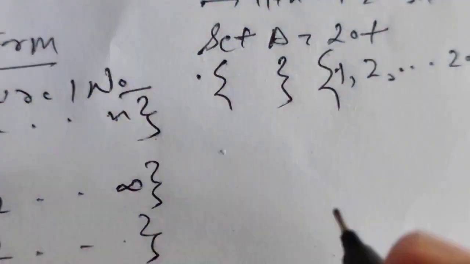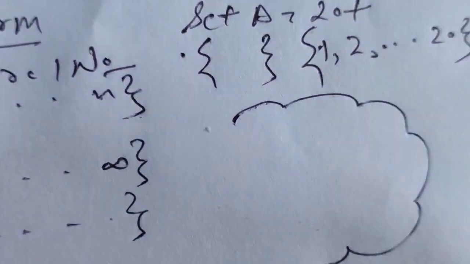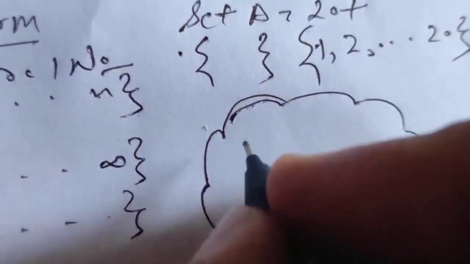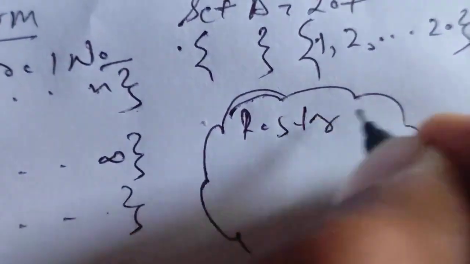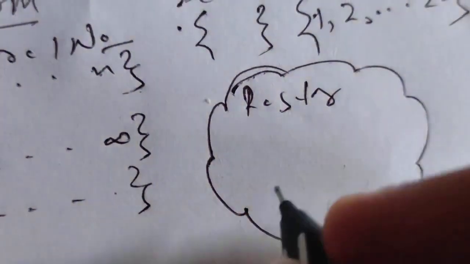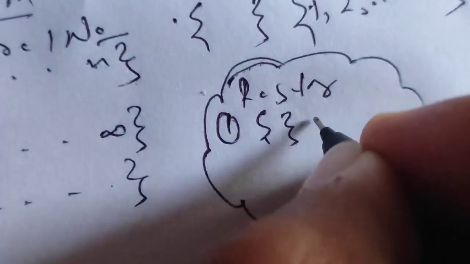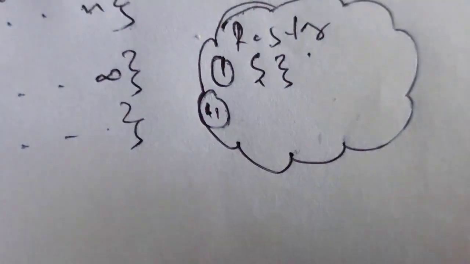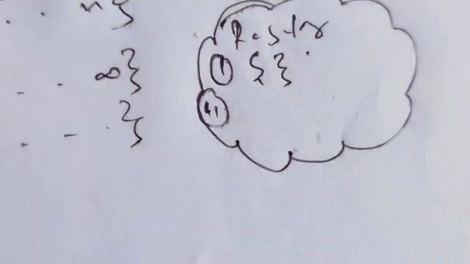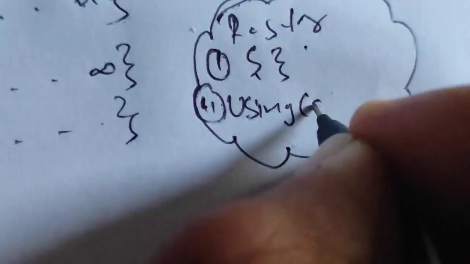So like a short note, when we talk about roster form, it means first, using curly brackets. Second, all the members are separated from one another using commas.